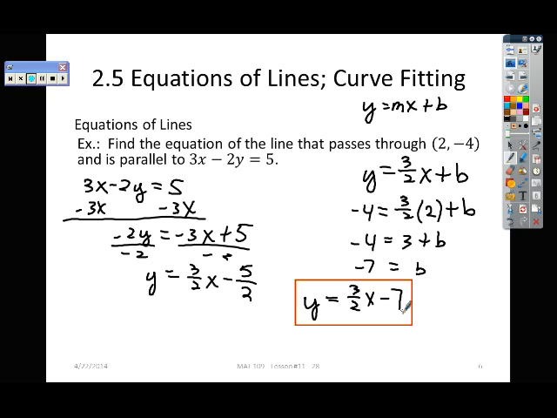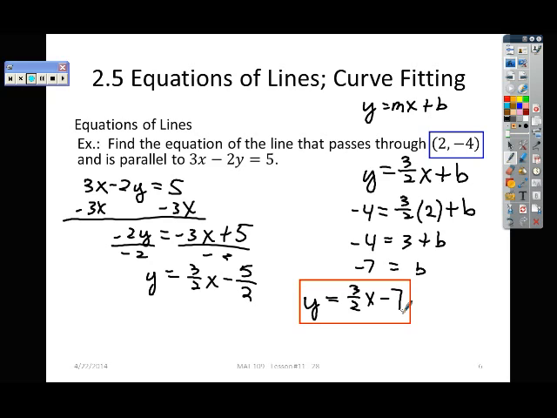Is this equation parallel to that equation? What does it take to be parallel? So does it have the same slope? 3/2 and 3/2, that's the same. And the other thing is what? And what are the y-intercepts? And those are different, aren't they? Therefore, those are two parallel lines. Okay, so they're parallel. That satisfies this part.